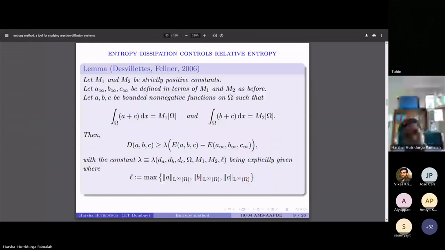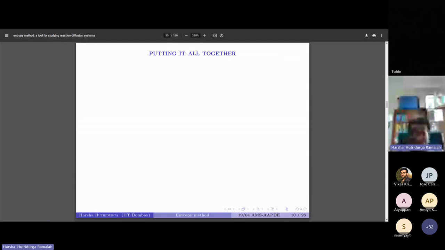Okay. Now, the key point that I would like to emphasize here is that this result has nothing to do with A, B, C being solutions to this 3x3 system. You give me any bounded non-negative smooth functions, this inequality holds. This result holds. Okay. And in particular, it holds for the 3x3 system that we are working with.